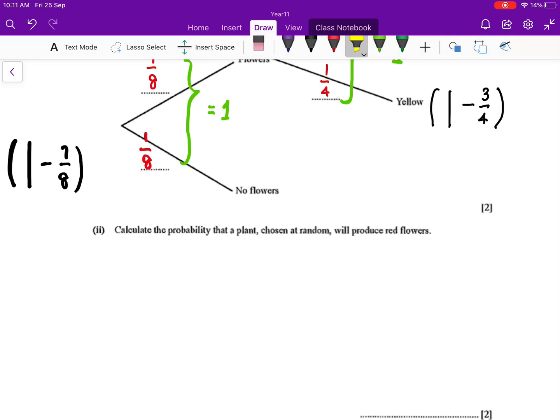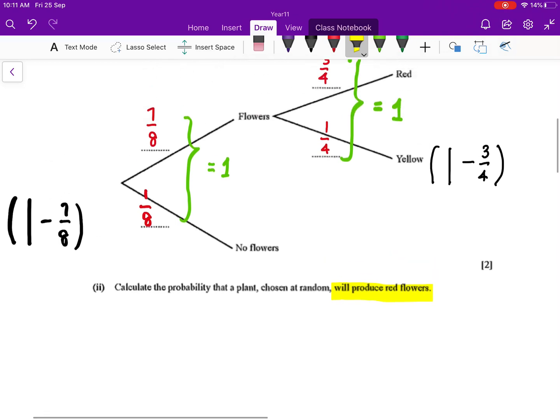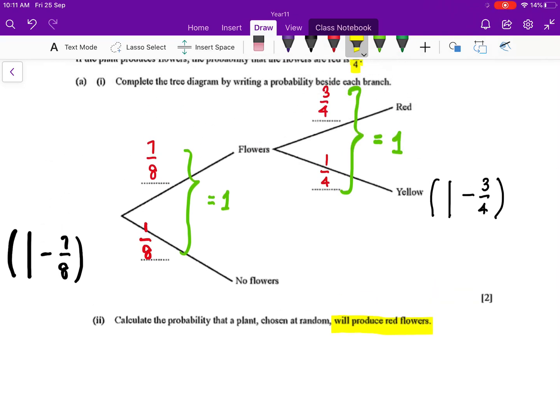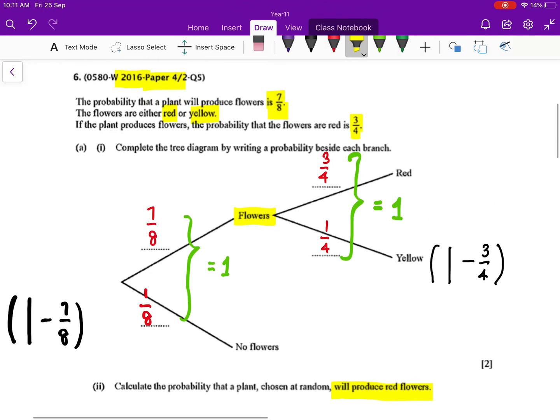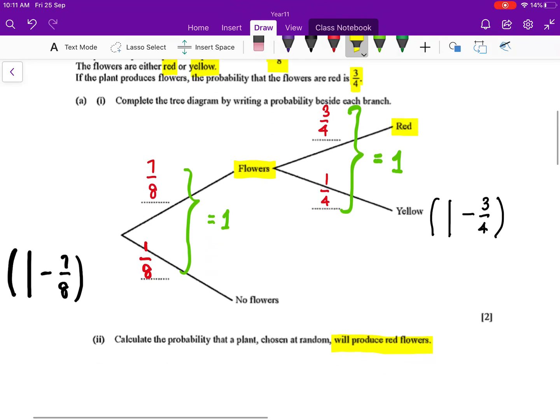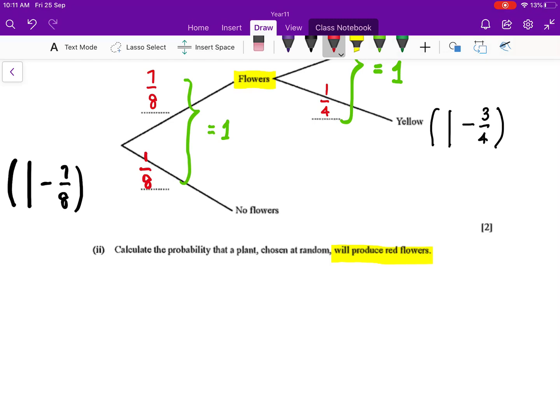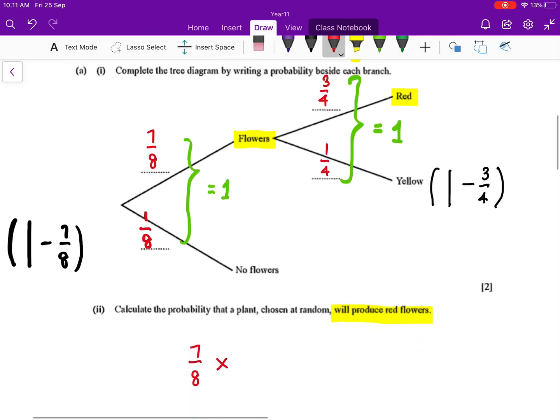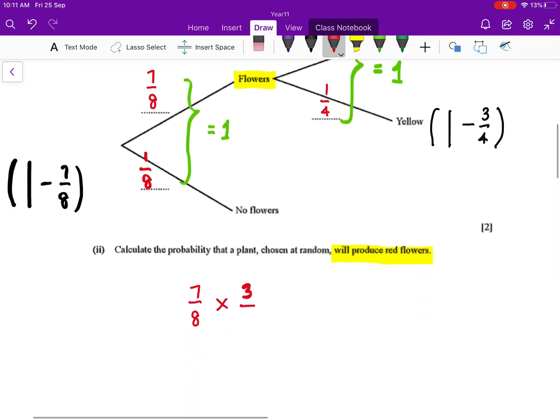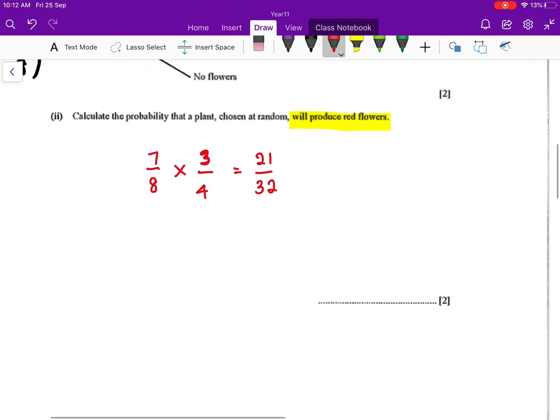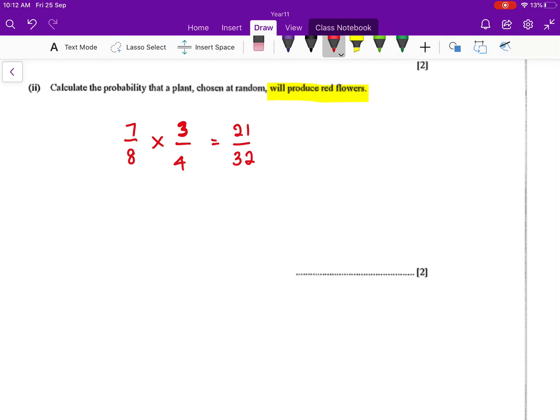This question is asking you to calculate the probability that a plant chosen at random will produce a red flower. For you to get a red flower, obviously you need to multiply the probability that a plant will produce a flower with the probability of red. So the probability of the plant producing a flower is 7/8, I multiply it with the probability of the red flower, which is 3/4, and I will get the answer 21/32.